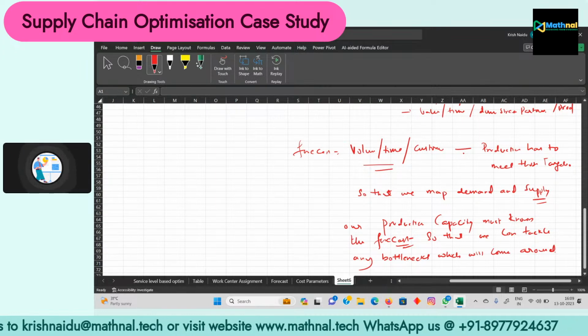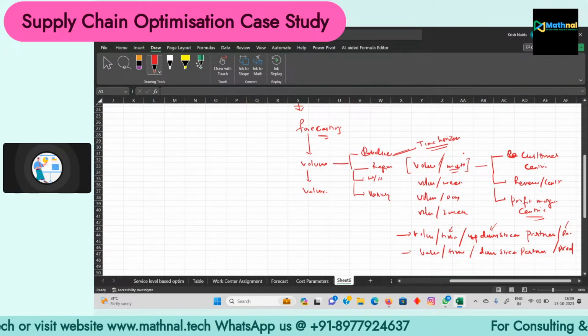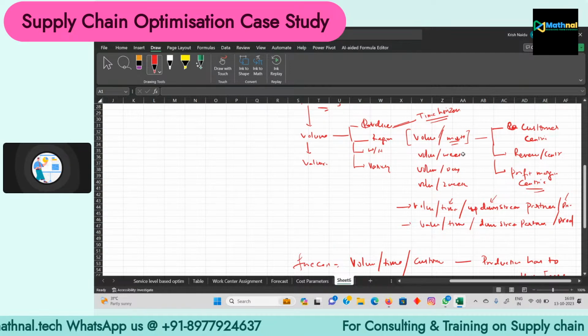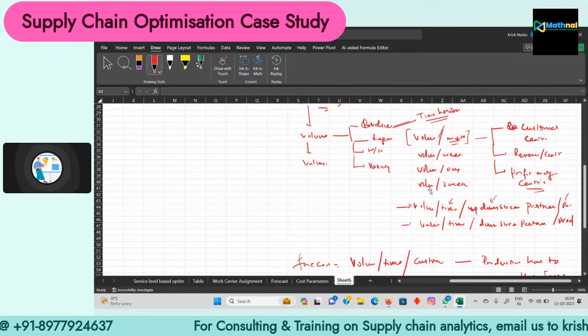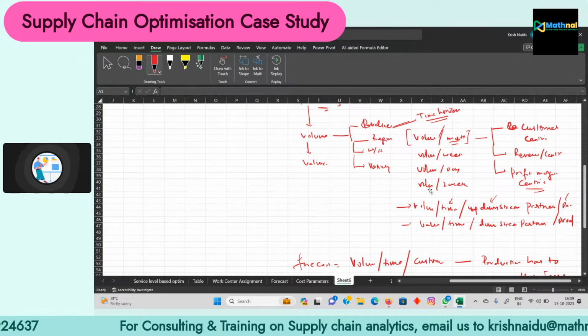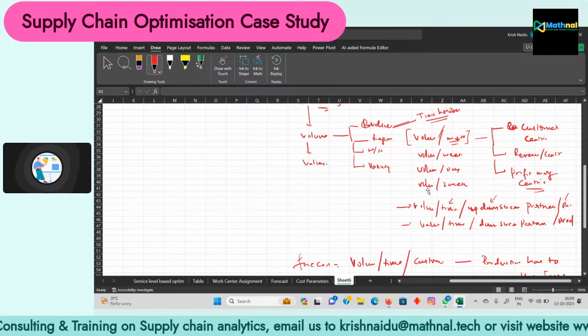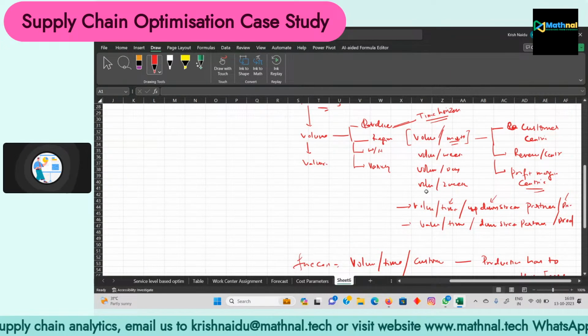Right? So the most important thing is we need to define our forecast. We need to define the forecast volume per month or week or day or fortnight. So you have to know what the time horizon is. The time horizon is a very, very important part, right? A forecast cannot be a forecast if you're not defining the time horizon.